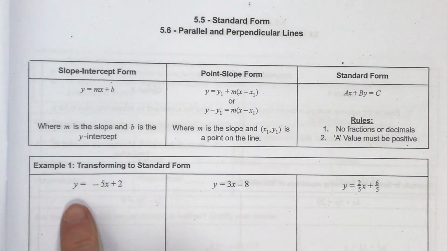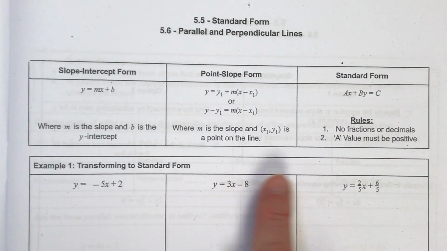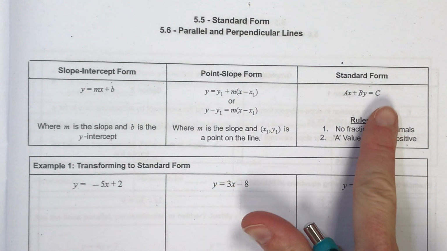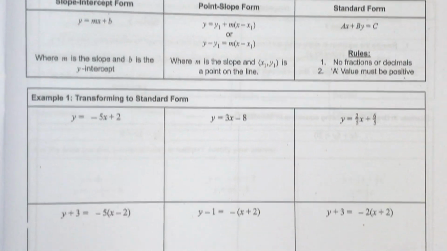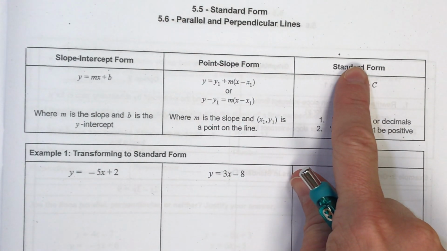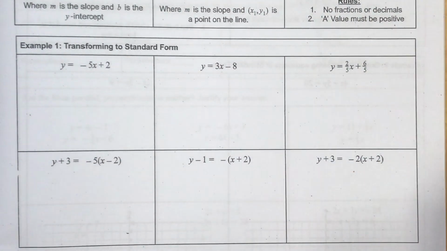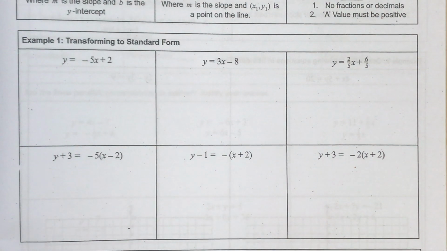And so what I'm going to do is show you 6 examples of how to transform your line. The first 3 are slope-intercept form, how to transform to standard form. And then I have 3 in point slope form, and also how to transform into standard form. So let's go through these 6 examples on transforming your function into standard form.